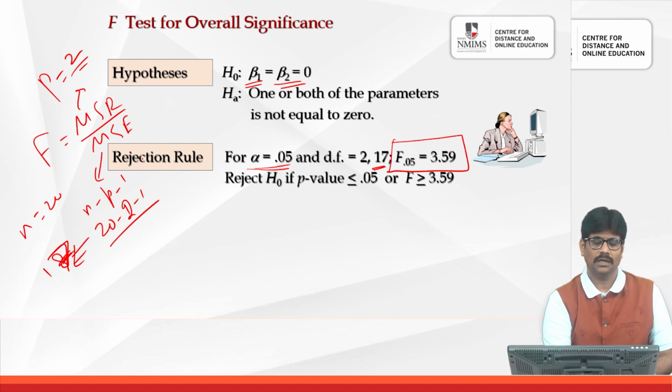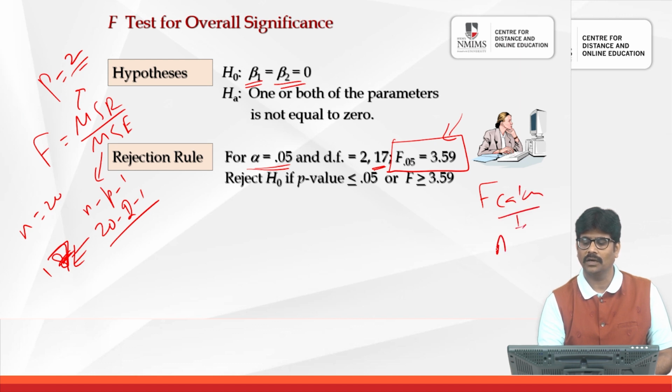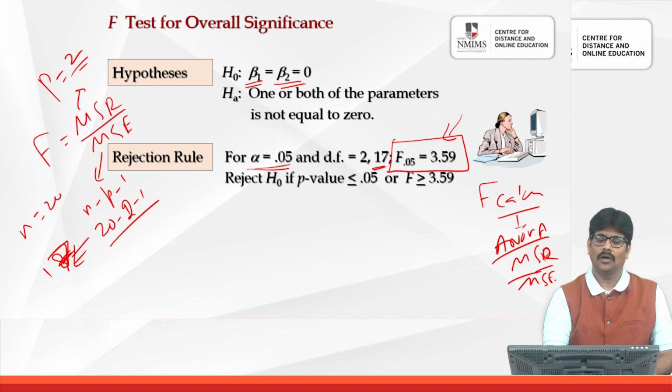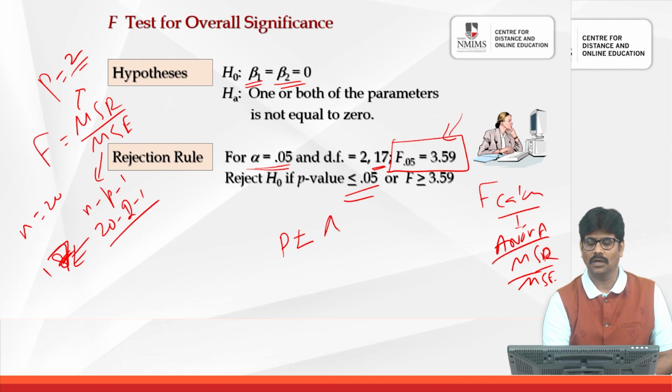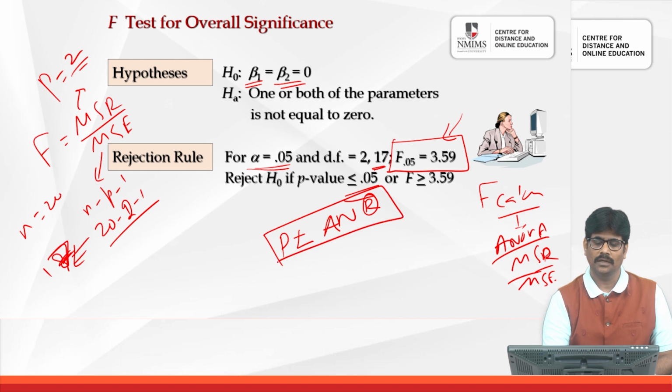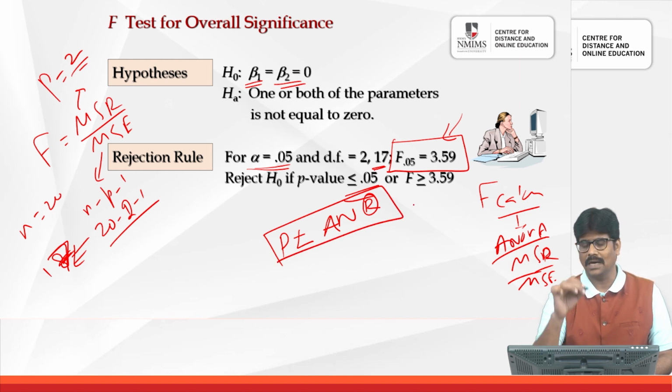So, we use degrees of freedom 2 and 17 and the alpha value to arrive at F alpha. Now, F calculated we need to get from the ANOVA table, which is MSR by MSE. Otherwise, our usual method is: if the p-value is less than or equal to alpha, then reject the null hypothesis. This is a famous acronym that I usually tell the students.